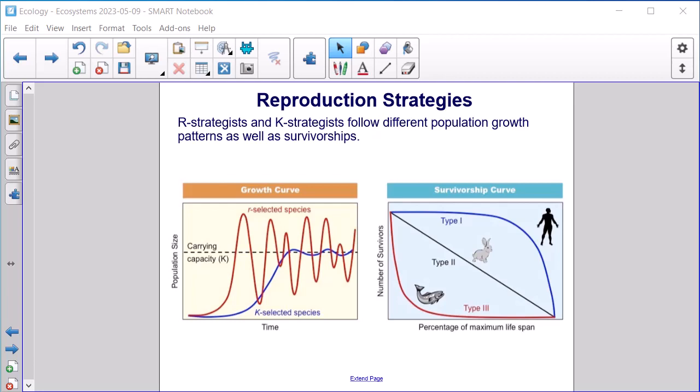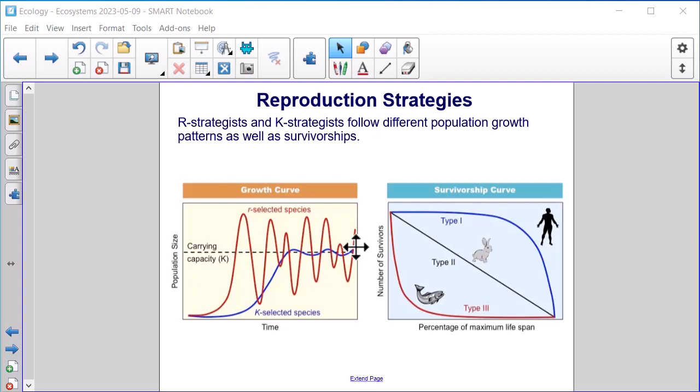R strategists and K strategists follow different population growth patterns as well as survivorships. So here's the growth in population curve. In red are R strategists. You can see increase, decrease, increase, decrease, increase, decrease, the cyclical thing happening. And then the K strategists, you can see this increase until the population reaches carrying capacity. And then we hover right around that carrying capacity.